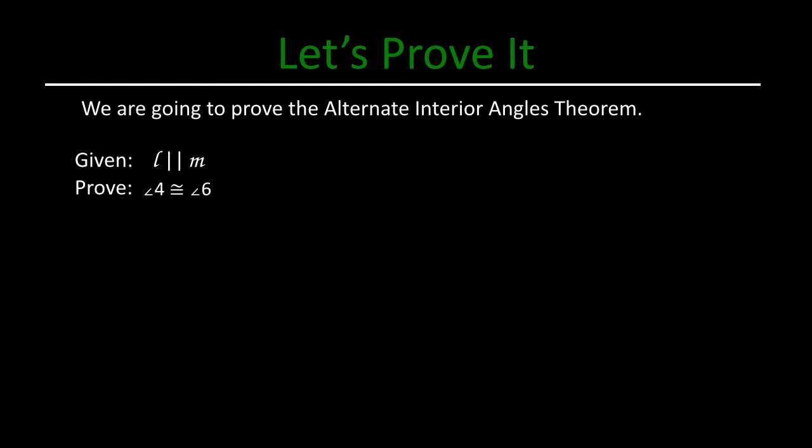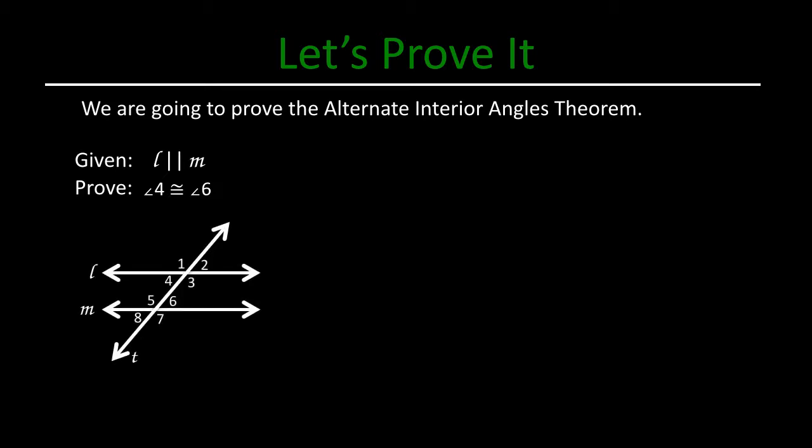So let's prove the alternate interior angles theorem. We're given that line L is parallel to line M, and we want to prove that angle 4 is congruent to angle 6. So looking at our diagram, we have our line L and line M cut through by our transversal, and we see the angles that are created by it.